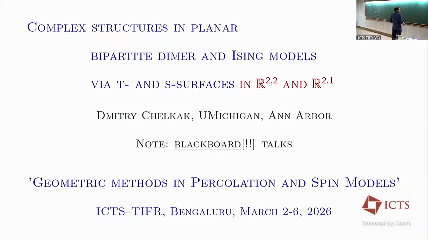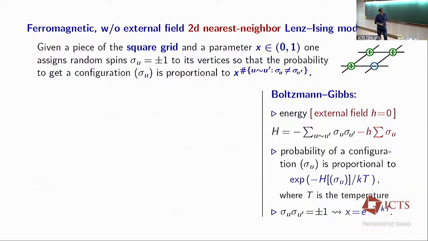Okay, so let us start. First, what is the Ising model? So here there is a formal definition. Let me try to be pedantic. Imagine that we have something like the square grid. Then what we do, we put spins. I believe that everybody knows this, but let me recall this.